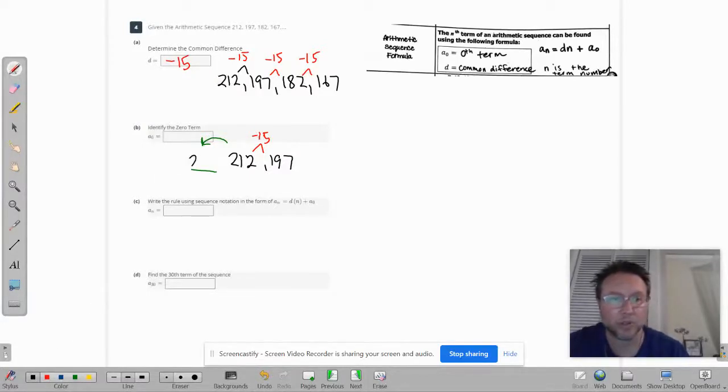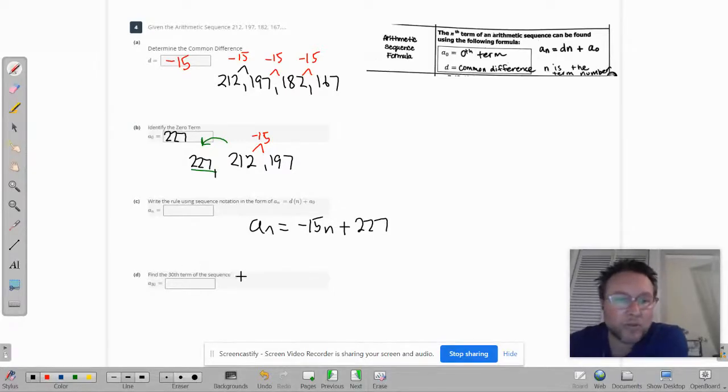So this would be 227. That would be my 0 term. So now when I want to put all this together, my rule is what it's changing by, which is negative 15. And then where did it start? It started at 227. So if I want to find the 30th term, I'm just going to take 30 and I'm going to plug it in.